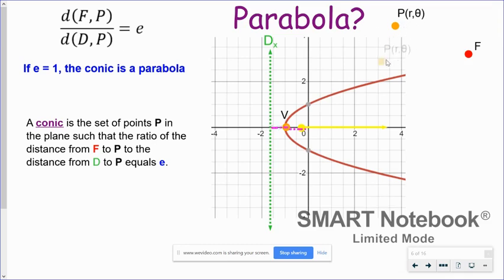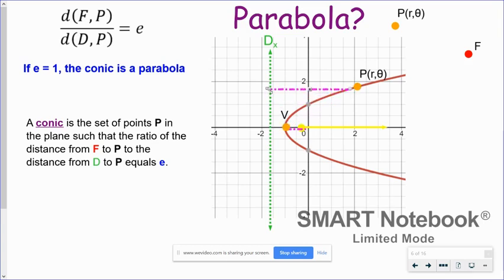So let me just grab another point on this parabola. I apologize, this is not drawn perfectly to scale. I'm going to do my best here. I'm going to grab that right there and that right there.